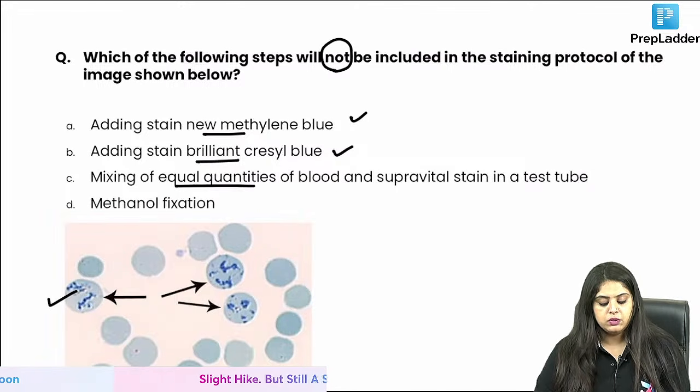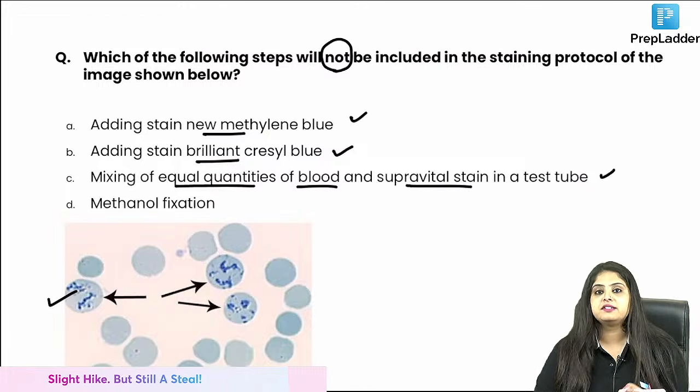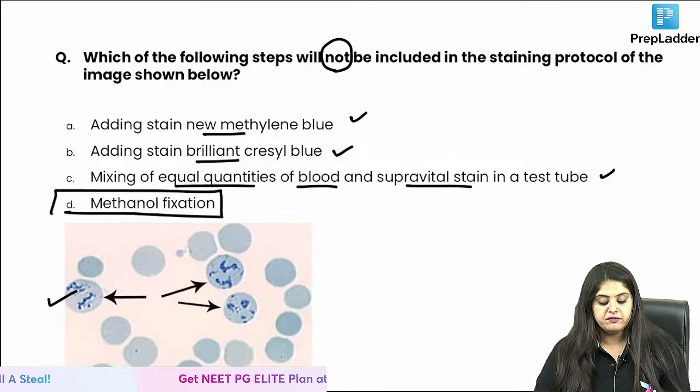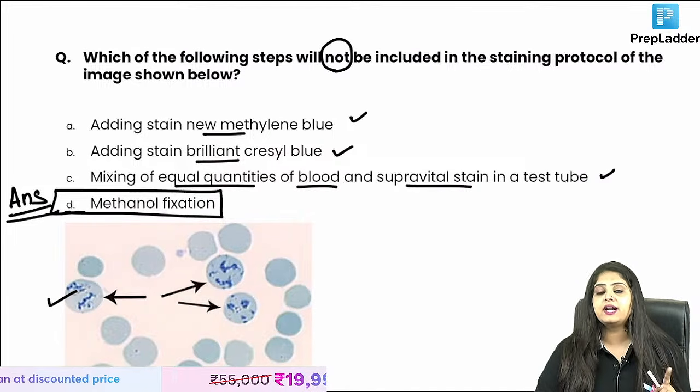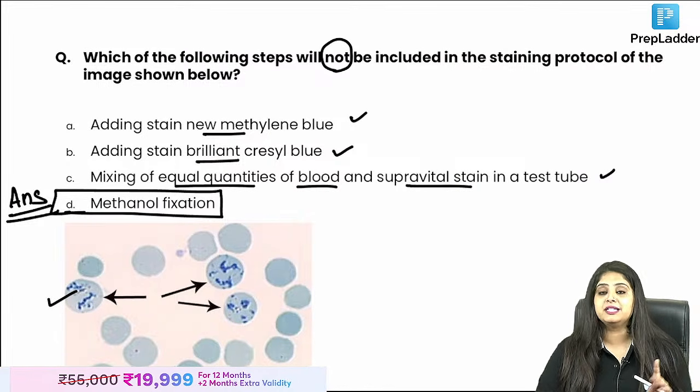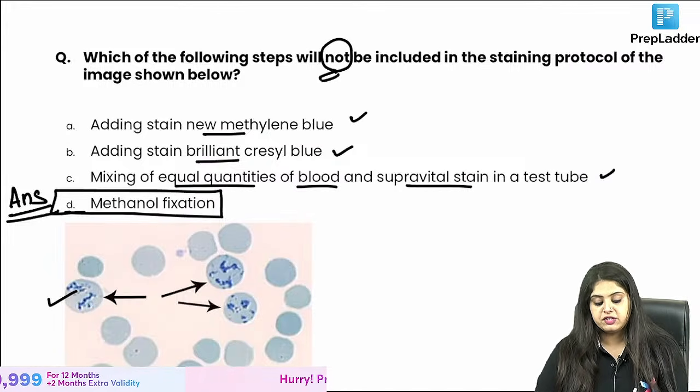Will you add equal quantities of blood and supravital stain? Yes. Will you do methanol fixation? That was the only rule that RNA had: don't add alcohol on me, else I will not be visible. So you do not do methanol fixation, and that's the answer.